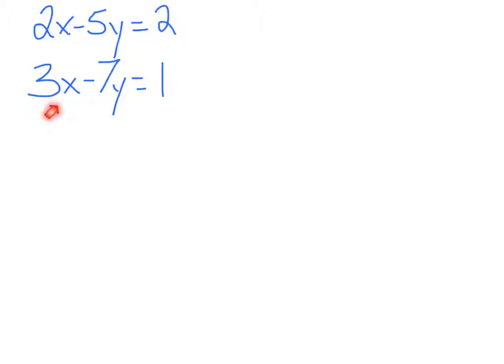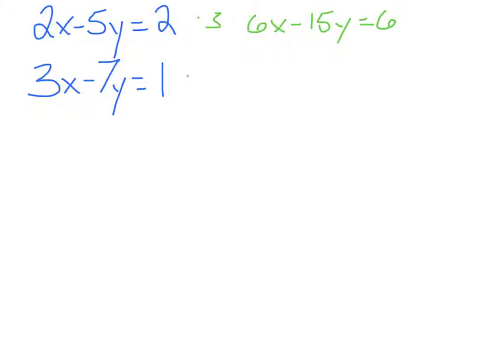Now what we're going to do is multiply both equations by a number so that the variable of our choosing has the same coefficient but opposite signs. And so I'm just going to multiply this first equation by 3, and make sure that you multiply every single term by 3 or whatever number it is that you're choosing. Otherwise you're going to make a mistake. So this is going to be 6x minus 15y equals 6.